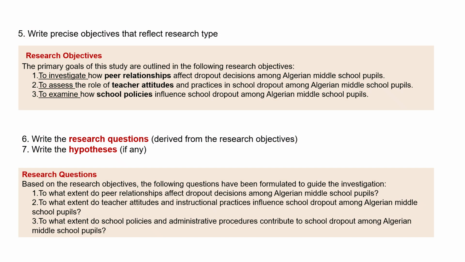Notice that question 1 is connected to objective 1. The second question, to what extent do teacher attitudes and instructional practices influence school dropout among Algerian middle school pupils? And the last one is, to what extent do school policies and administrative procedures contribute to school dropout among Algerian middle school pupils? The first remark is that the number of questions corresponds to the number of objectives.